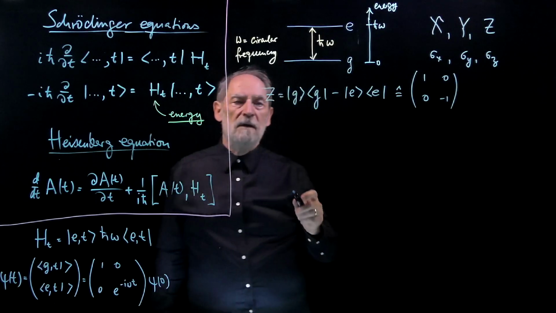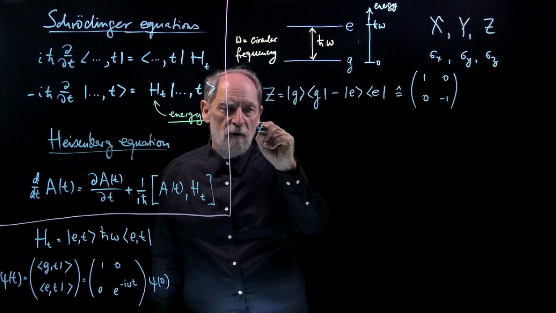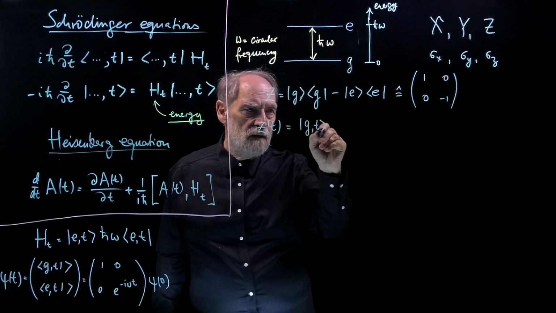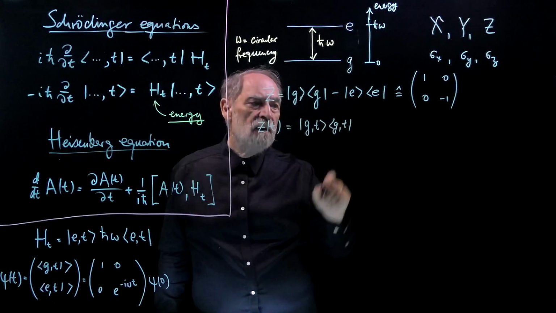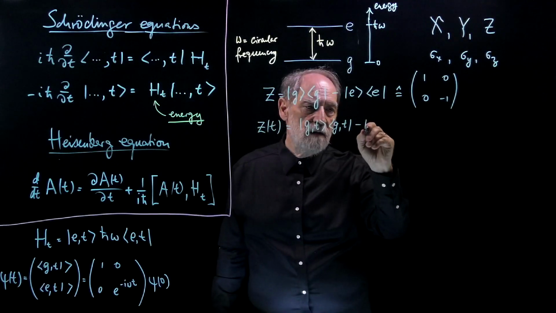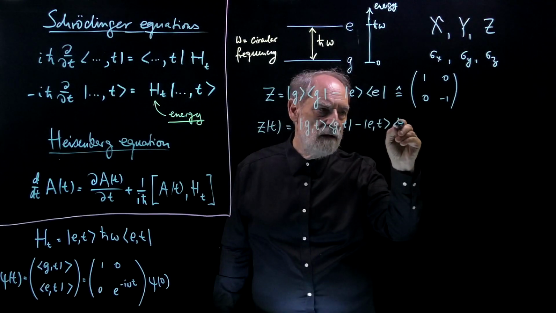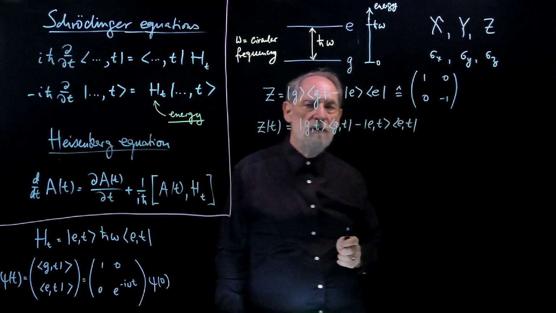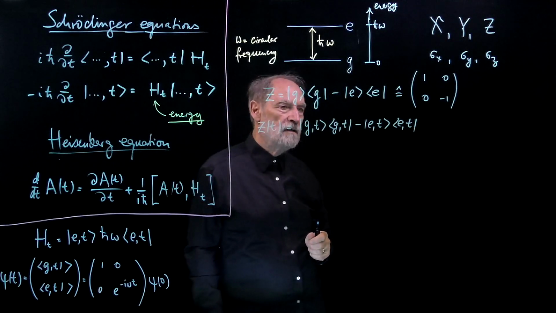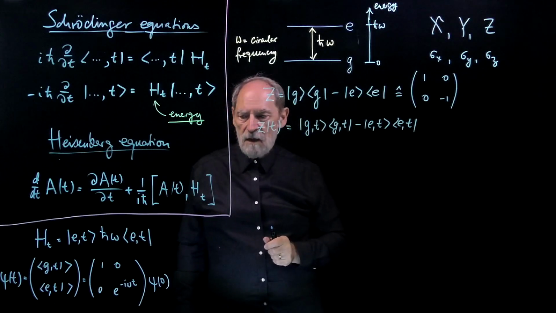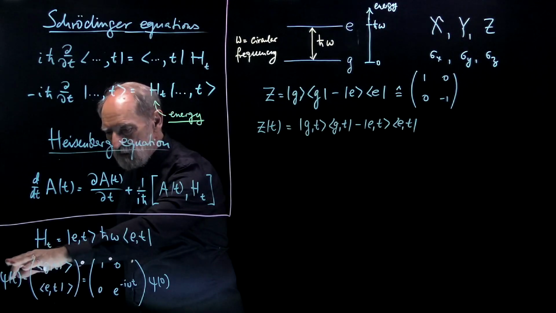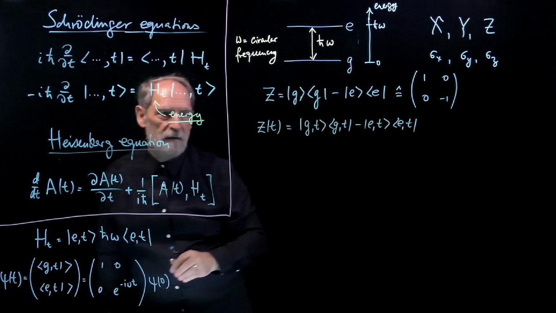However, things depend on time. So we should really write z of t is the ground state ket bra minus the excited state ket bra, but now emphasizing that these kets and bras all depend on time, and so the operator depends on time. And we have already found out how the bras depend on time, because this is essentially what this equation says.